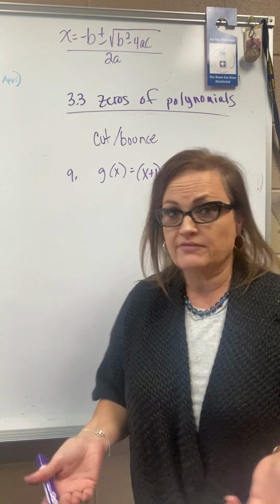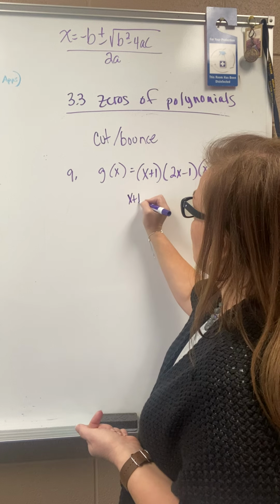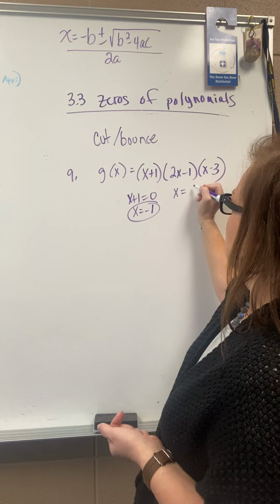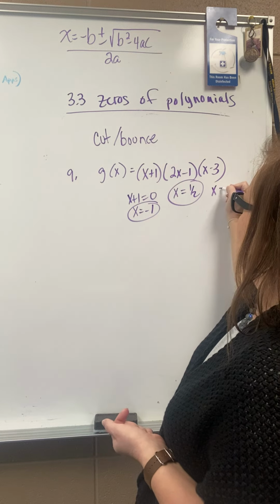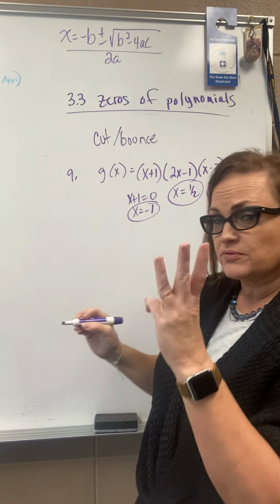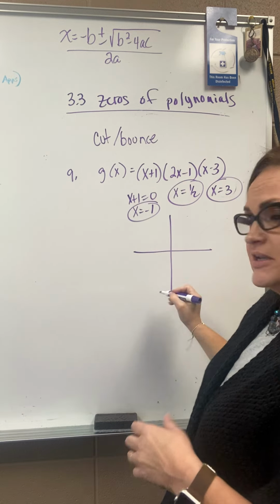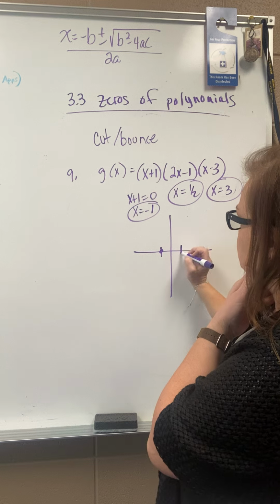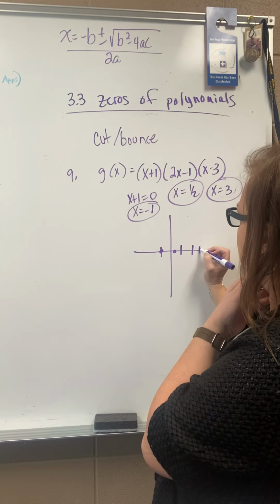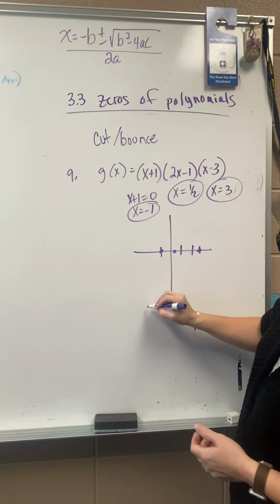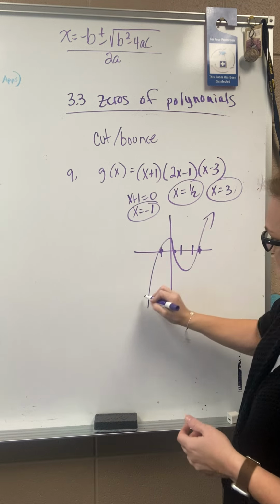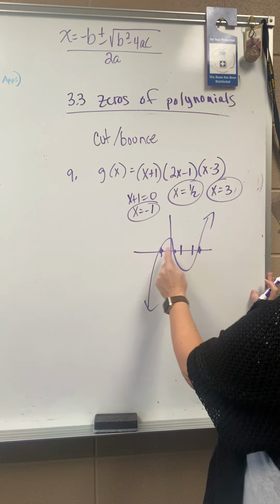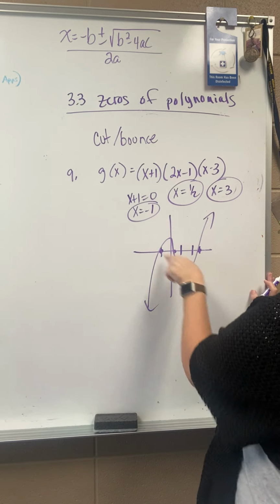they're just going to cut through the graph. We can use the zero factor property and find the zeros at -1. This would be at +1/2, and this would be at 3. So there's 3 real zeros. If you type that in your graphing calculator, you should see the graph crosses at -1, at 1/2, and at 3. And it does something sort of like that. It would be an odd degree, a third degree polynomial with 3 real zeros cutting through the graph.